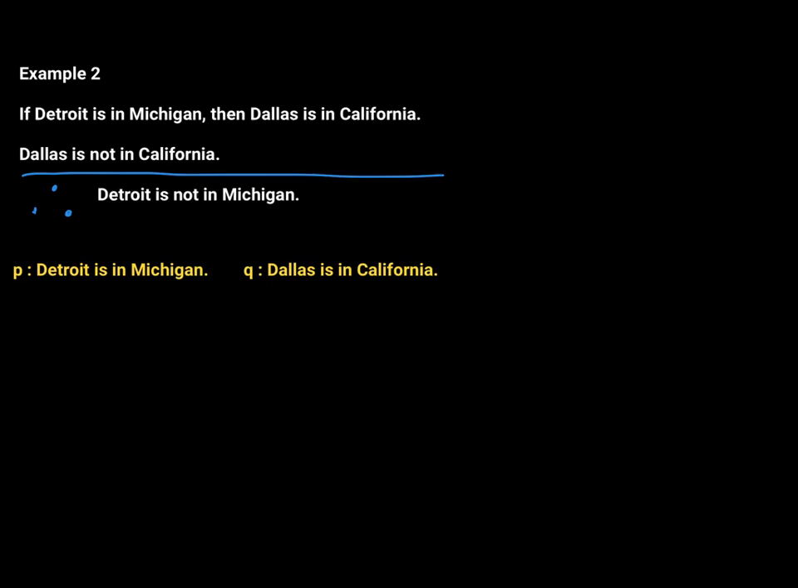What I want to do, again, is write this argument in symbolic form. All right, so here we go. This is what we are given. If Detroit is in Michigan, then Dallas is in California. So we have an if P then Q statement. Then what they gave us is Dallas is not in California, so they gave us not Q.